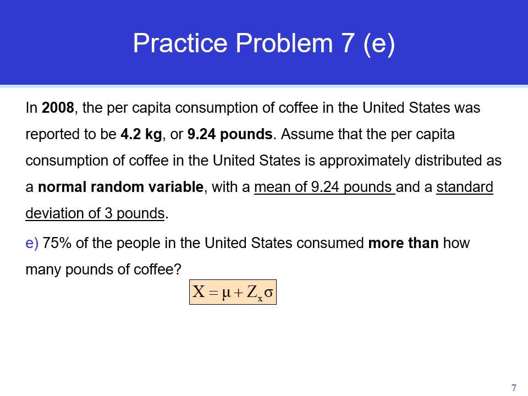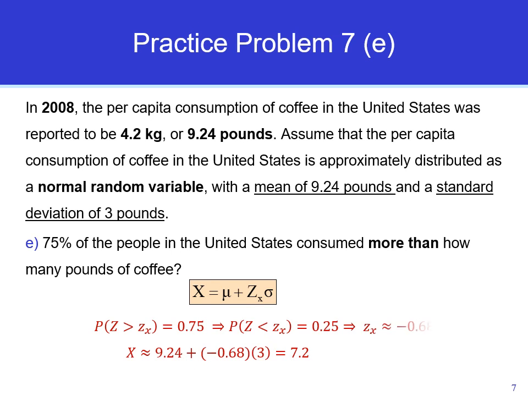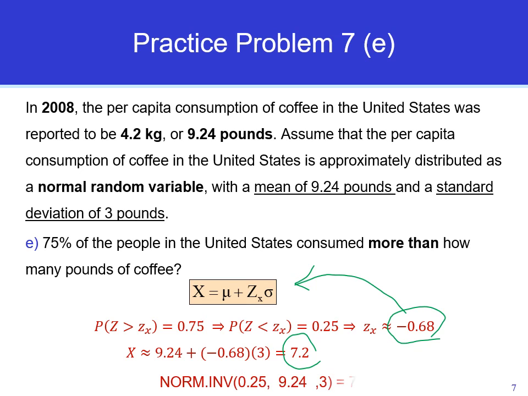Let's find z of x. So z of x is negative 0.68. We plug it into this formula and we find x. And x is equal to 7.2. We can also use Excel to find this. That would be NORM.INV with 25%, 9.24 as our mean, and 3 as our standard deviation.